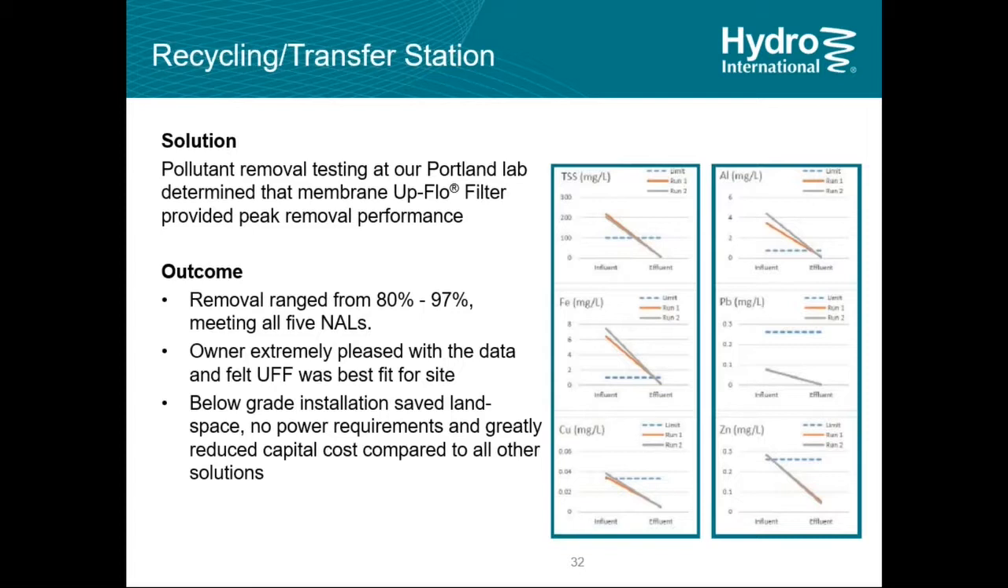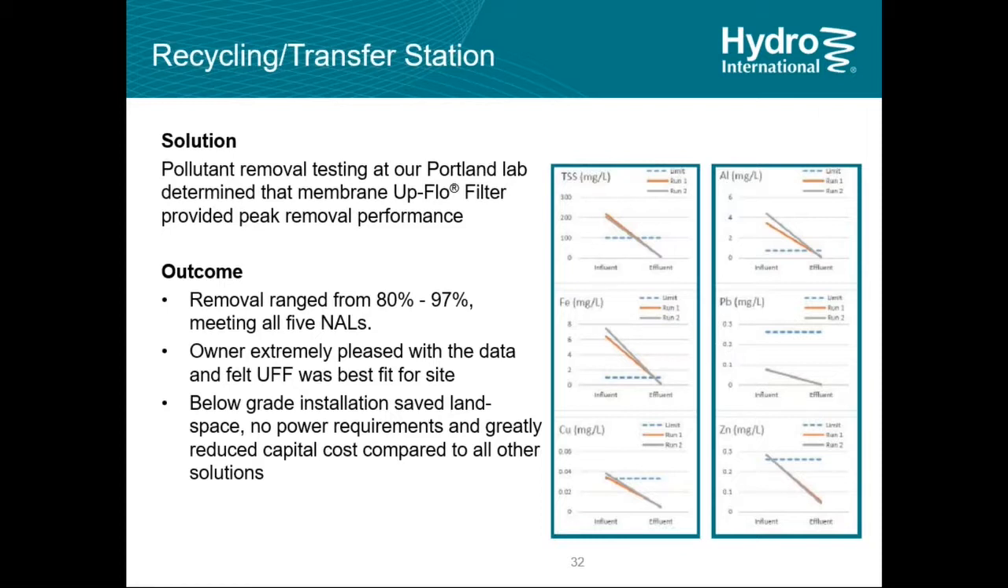The solution, again, perform the pollutant removal testing. That's, again, step one for me. We take a representative sample, send it to the Portland lab to determine which product meets the requirements of the effluent. And Up-Flo filter proved to provide the peak performance on this.